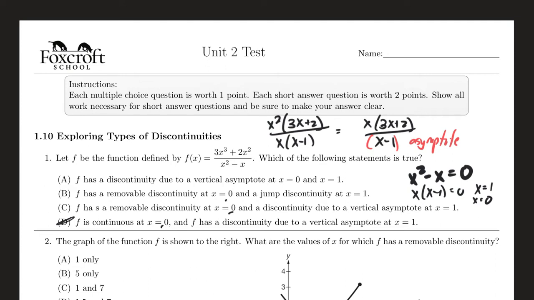And then anything that did cancel out, that was x, is going to give you a removable discontinuity. All right, so because the x canceled out, at 0 we're going to have our removable discontinuity. At 1, we're going to have a vertical asymptote, and that makes C the right answer. Right? Because it's removable at 0 and a vertical asymptote at 1. All right, so that's how you do question 1.